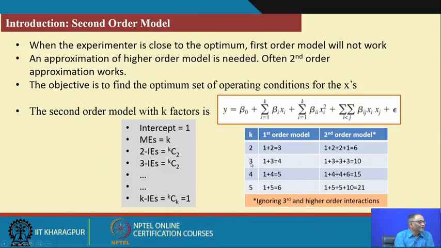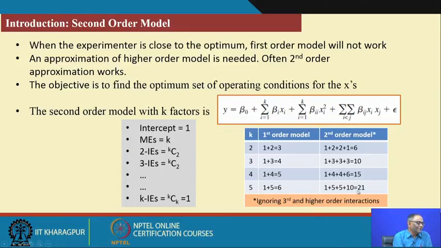If k equals 3, in the first order model the number of parameters to be estimated is 4, whereas in the second order model it is 10. Now, if your number of factors is 5, then in the first order model you require 6 parameters, but in the second order model 21 parameters to be estimated. Please remember, we are ignoring third and higher order interactions for the second order model. That means only up to second order interaction, if we consider, this is the number of parameters to be estimated.